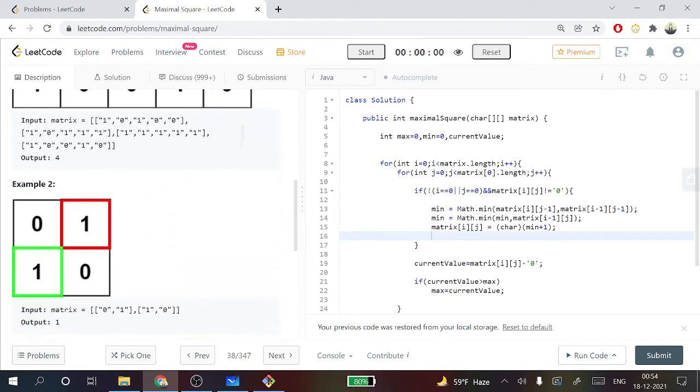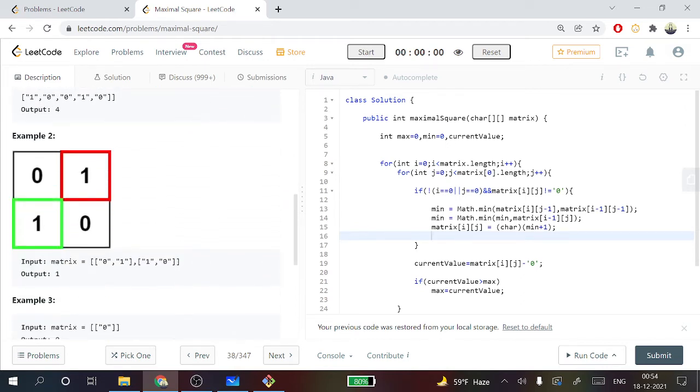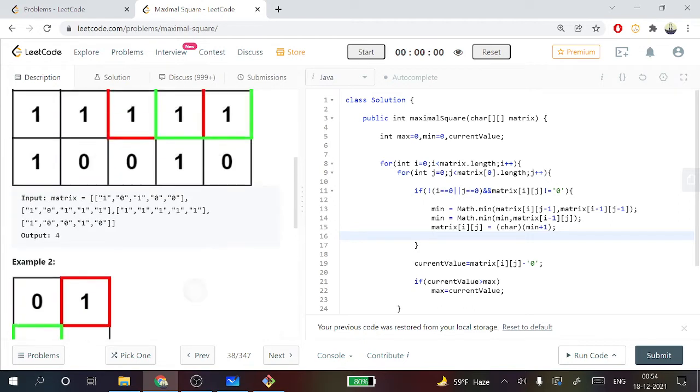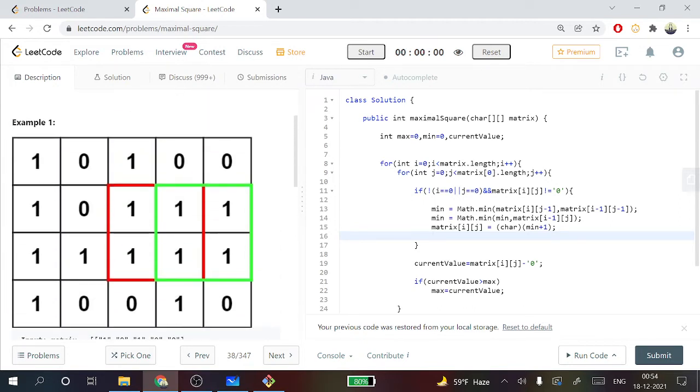to return the area. Now in our example 2, our output would be 1 because we have a maximum of 1 cross 1 area only. In the third, since we have only one element which is 0, we cannot consider that, so our output is 0. Let's try to understand this with the help of an example.